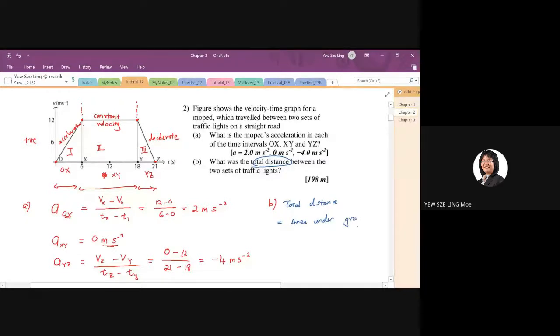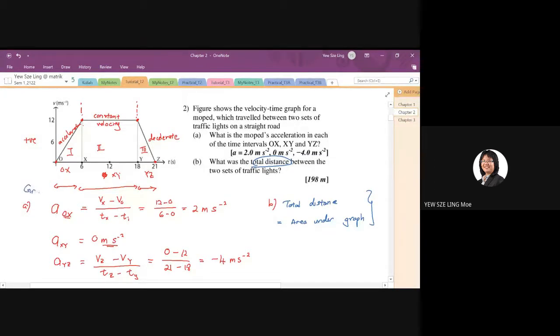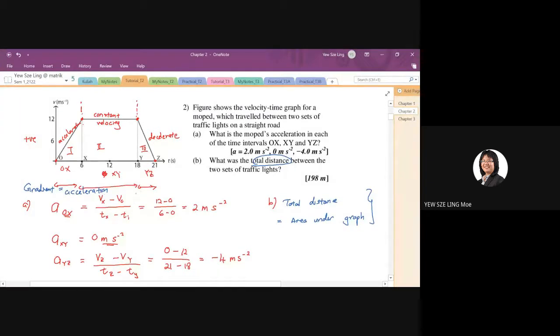In your exam, if you write this, usually you get 1 mark already if you have a graph question. The same goes for question A. If you mention gradient equals acceleration, then you can get 1 mark for the concept. It means you understand how to interpret the graph: which part of the graph represents acceleration, which part represents area, distance, sorry. So make sure you write this down. Even though it seems not that important, it actually gives you 1 mark in your exam because it represents the concept.